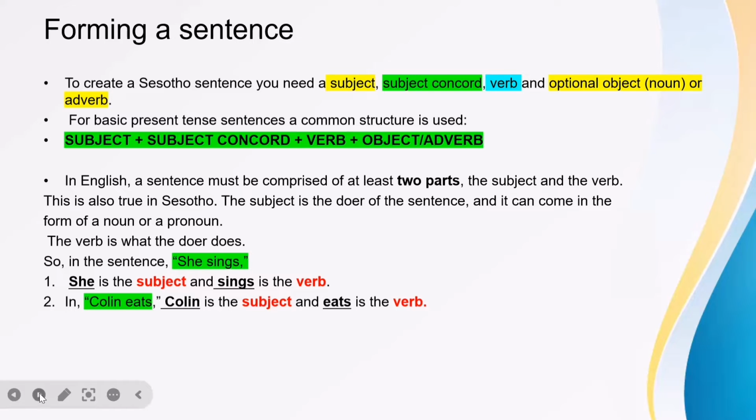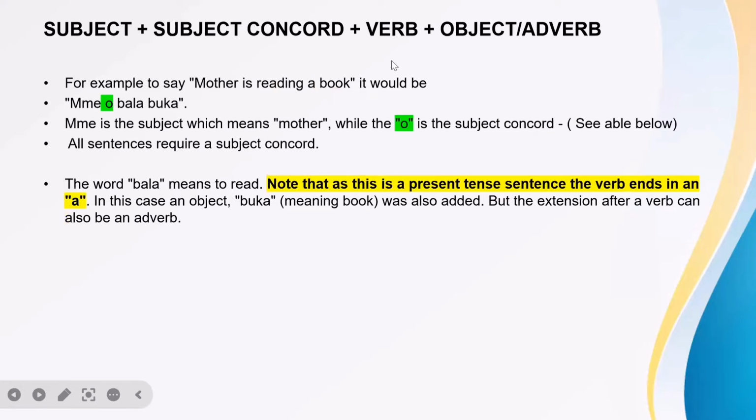So now that we understand what all of these terms mean, and now that we have refreshed our memory, let's see how this works in Sesotho. So remember, the steps that we follow is the subject first, and then the subject concord, and then the verb, and then lastly, an object or an adverb. Let's make an example for this. So we have a sentence which is mother is reading a book. So in Sesotho, it would be mme ubala buka.